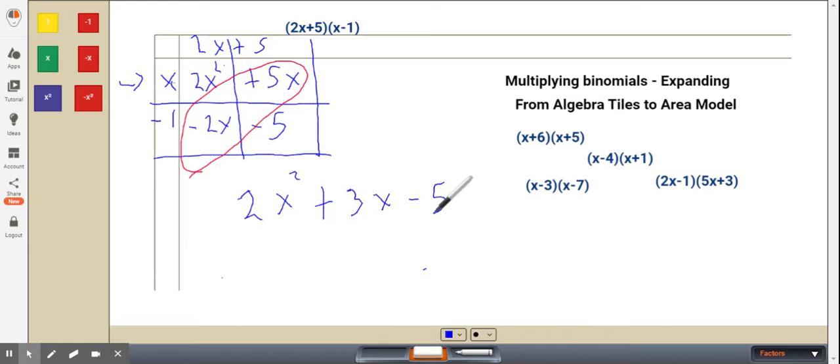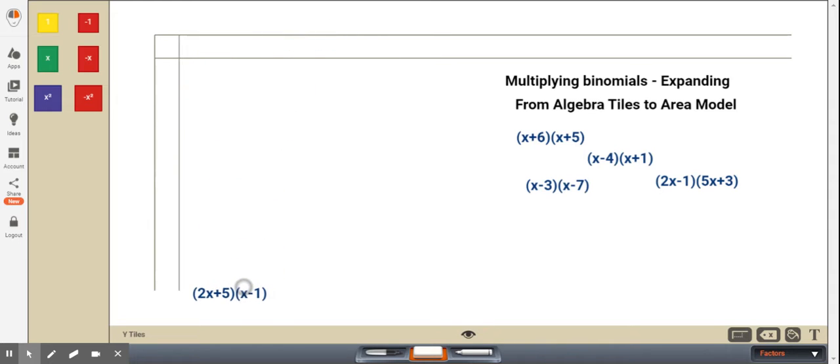I hope you're beginning to see how friendly this method is and how easy it is to keep track of everything that happens. Area model. Good. That was example number 2. So now we are going to carry on and do the other 3 examples we have. Here we go.